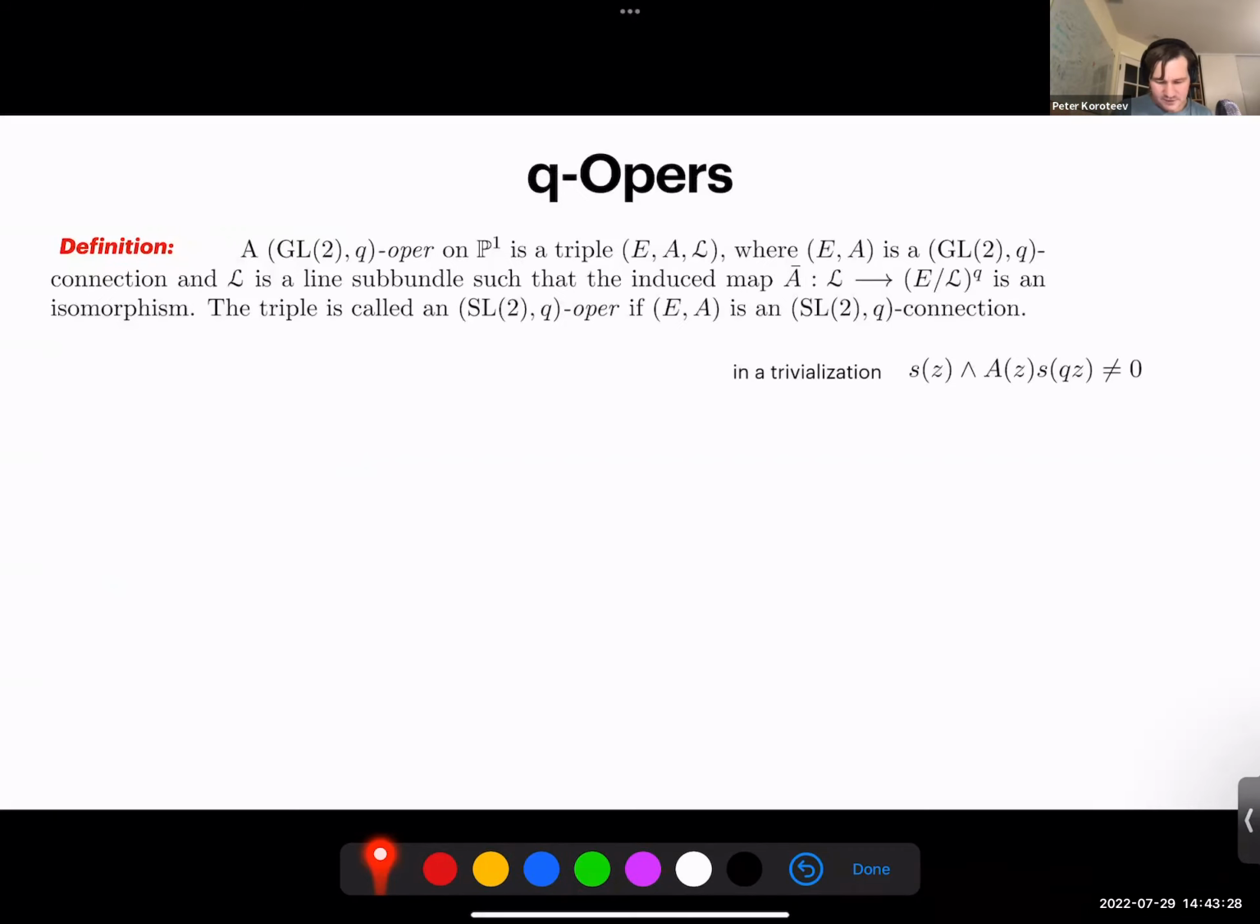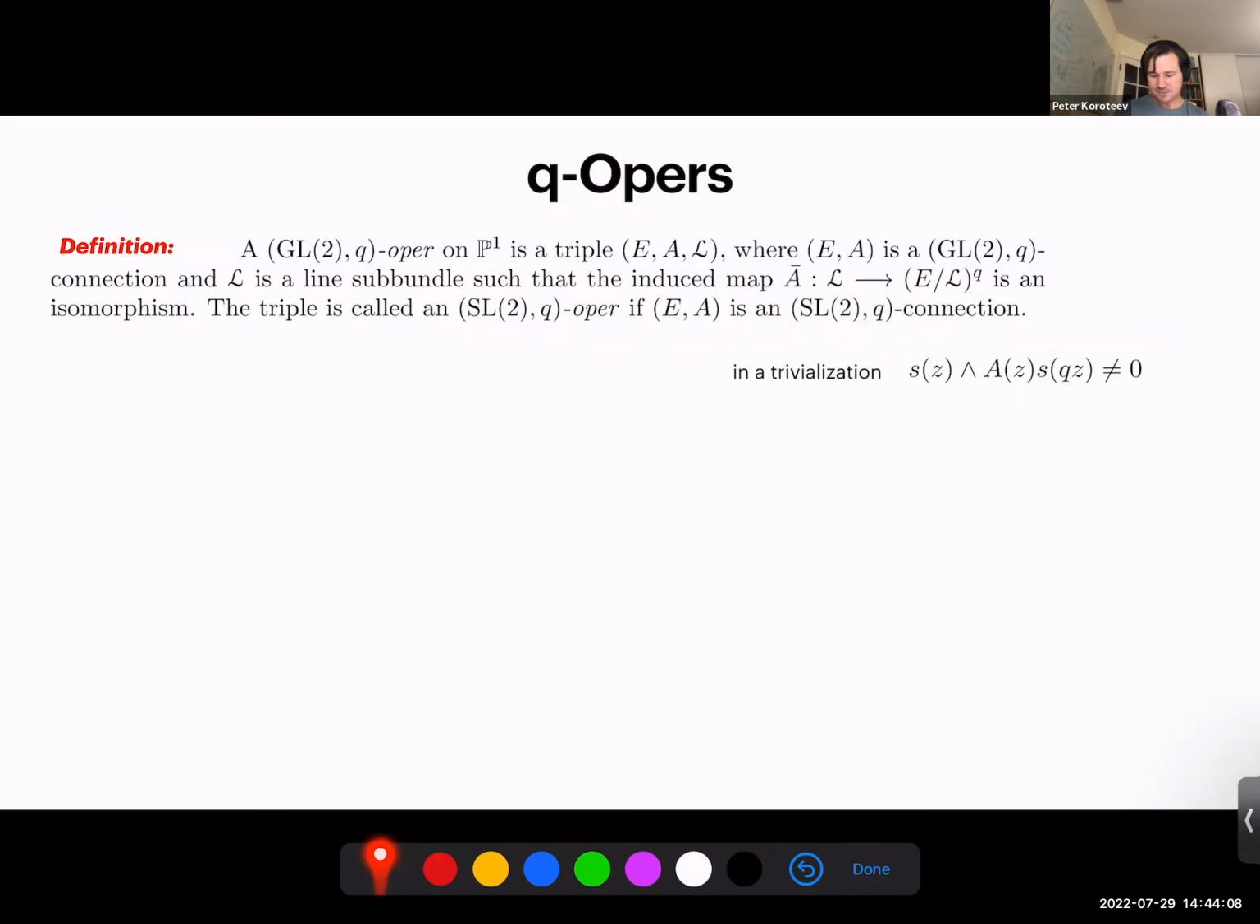Now, what's an oper then? Here let me focus on just GL2 or SL2. So a GL2 oper on P1 is a triple, right? So you have E, A, and L. E is the vector bundle, A is the connection, and L is a sub-bundle. Because E is the rank 2 vector bundle, L is the line sub-bundle of rank 1, and the oper condition reads as follows: we take the induced map from L to E mod L^q, which is an isomorphism.